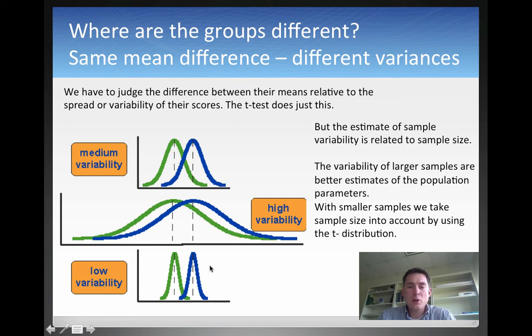All right. So let's imagine that you have a distribution with low variability. That distance here seems like a big difference between these two groups. If you look at two groups with high variability, that difference in means doesn't seem to be that meaningful, because the groups really overlap to a large extent.